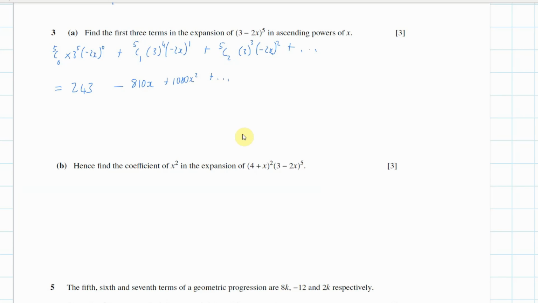Hence, find the coefficient of x squared. Okay, so we've got this. And I'm going to just expand this straight away. So if I'm expanding that, that would be 16 plus 8x plus x squared.